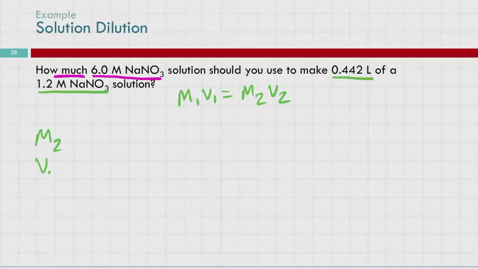We'll call those M2 and V2. So M2, 1.2 molar. V2, 0.442 liters. And then 6 molar must be our M1.